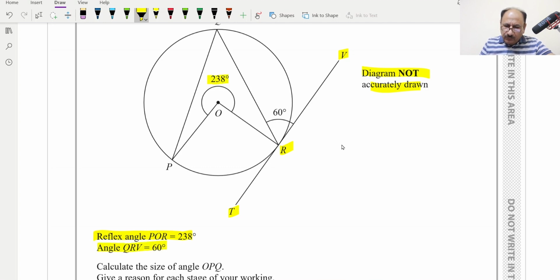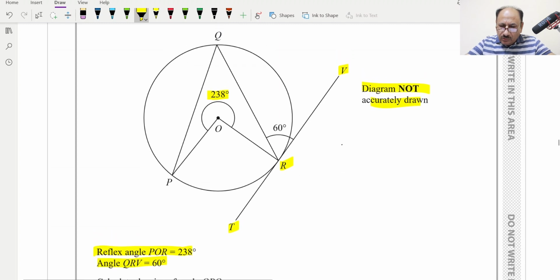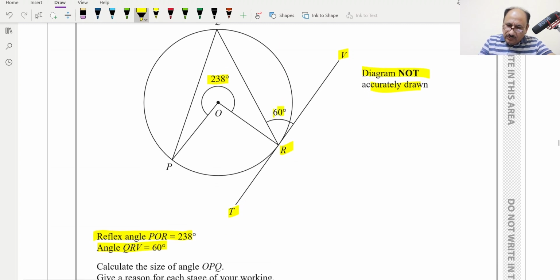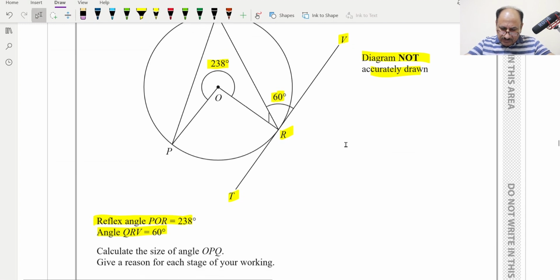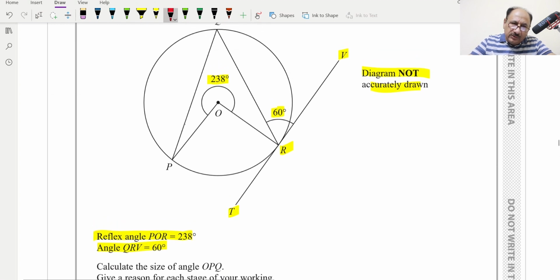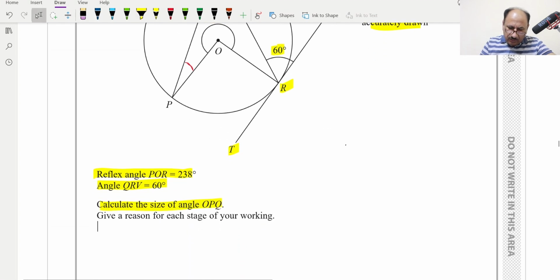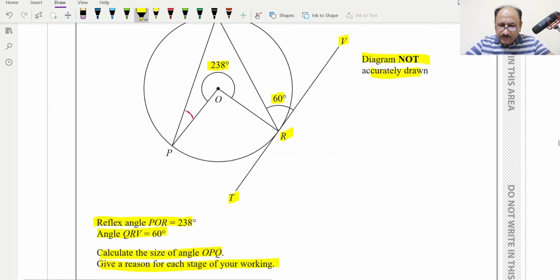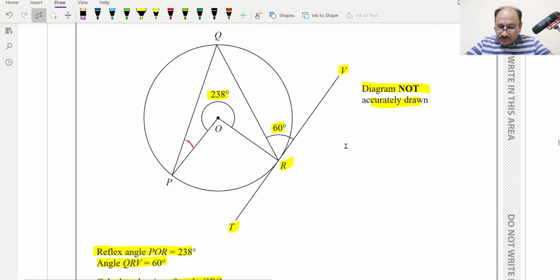Angle QRV is 60. So this will be 60. Calculate the size of angle OPQ. So OPQ will be this angle. We have to calculate OPQ. Give a reason for each stage of your working. So we have to provide the reason for each statement also.